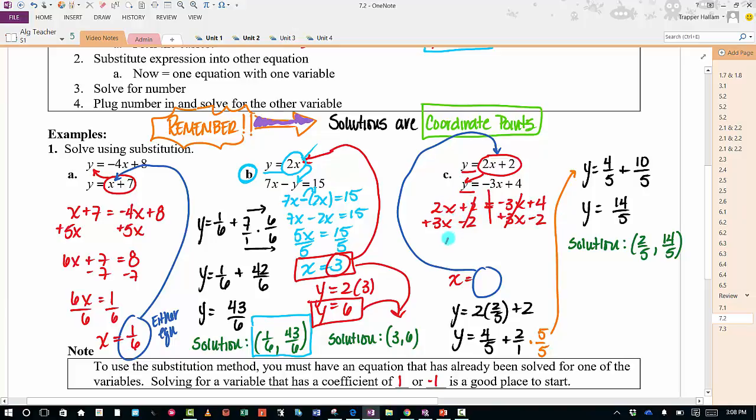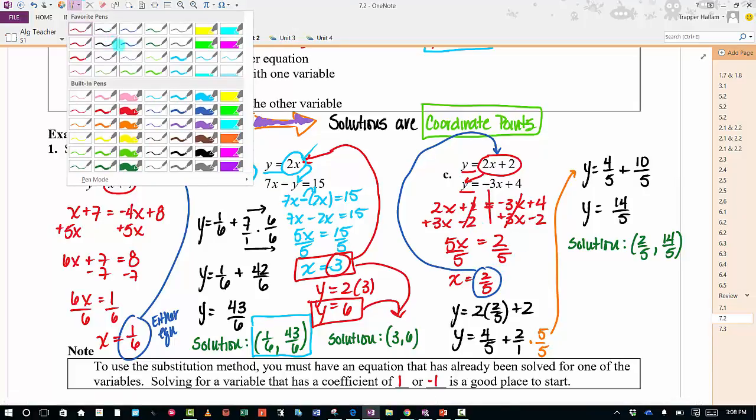These 2x terms, which make 5x on the left, equal to, drop my equal sign down, that's 0, so it's not there anymore. And 4 minus 2 is 2. From there, I'm going to divide by 5, x is equal to 2/5. Okay, the work from there stands. You take that 2/5, I'll change my color and plug it in.